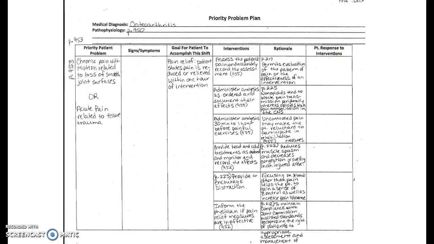So I had to kind of shrink that down to fit in this little tiny box. So I said, to maintain compliance with Joint Commission published standards, recognizing the right of patients to appropriate assessment and management of pain. You can't really see the bottom of that. So there is already done. So you have 3 priority problem plans that you can copy and use. And so really, clinical ought to be a piece of cake, at least the paperwork portion, right? So all you have to do is find a patient that has a hip replacement, and you're there.